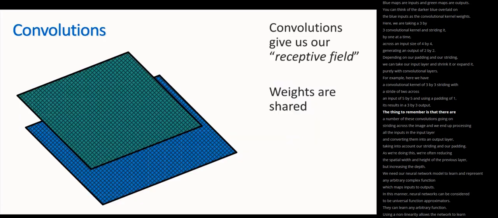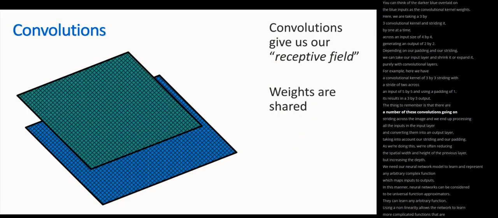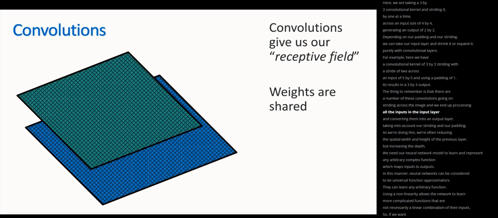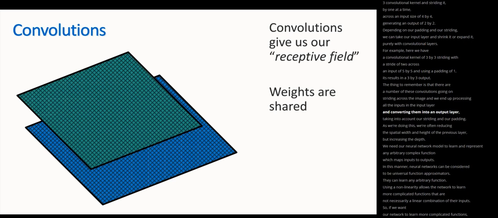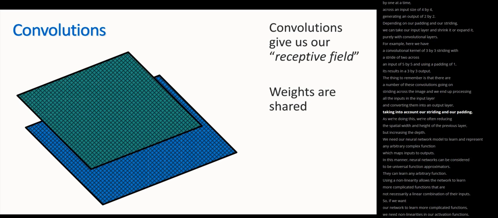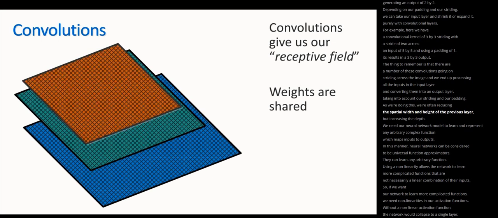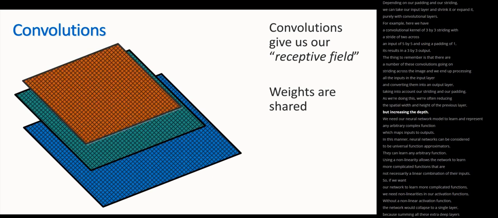The thing to remember is that there are a number of these convolutions going on strided across the image, and we end up processing all the inputs in the input layer and converting them into an output layer, taking into account our striding and our padding. As we're doing this, we're often reducing the spatial width and height of the previous layer, but increasing the depth.